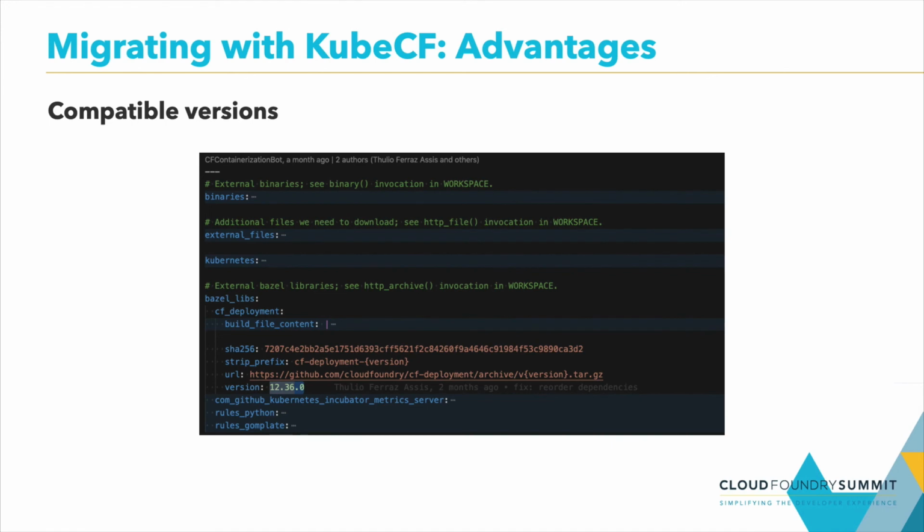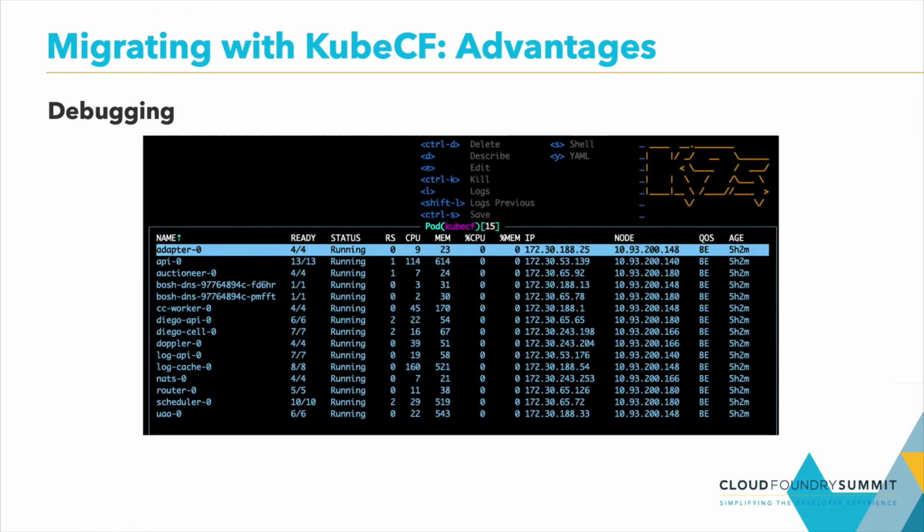Compatible versions is yet another advantage. As I said before, I chose version 1236. That was on purpose because I knew that KubeCF supports that particular CF deployment version, and I didn't want to have a version of my BOSH CF that was not in line with the version of my KubeCF, because this is prone to a lot of incompatibility issues.